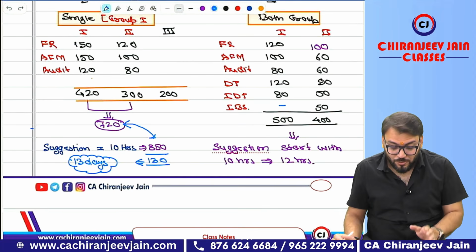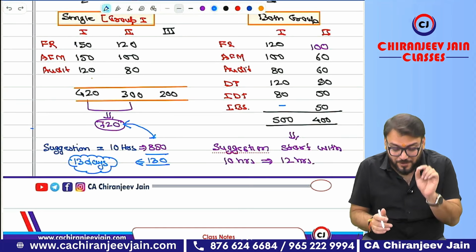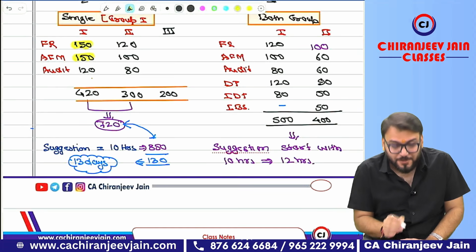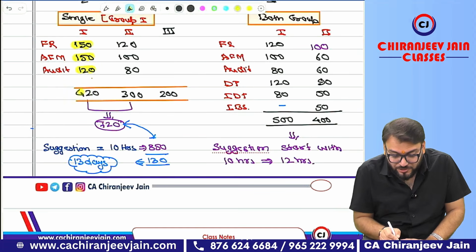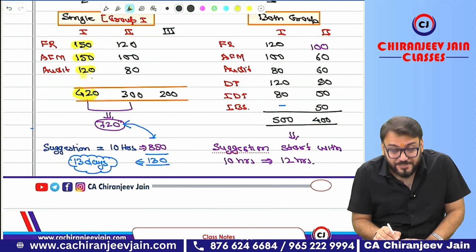Now, if you are writing one group, of course, it will be Group 1, then only you have this video. So, for the first revision, for FR, I have given 150 hours. For AFM, 150. For Audit, 120. Means you require 420 hours for the first revision of Group 1 subjects. Listen carefully. This is the maximum number of hours. You should not give more than this.